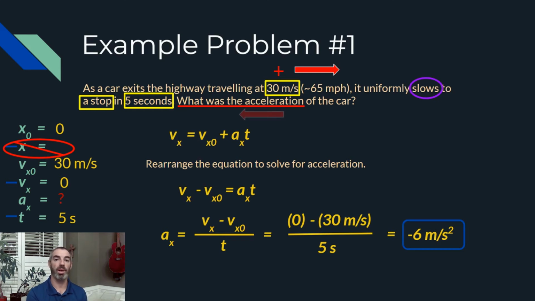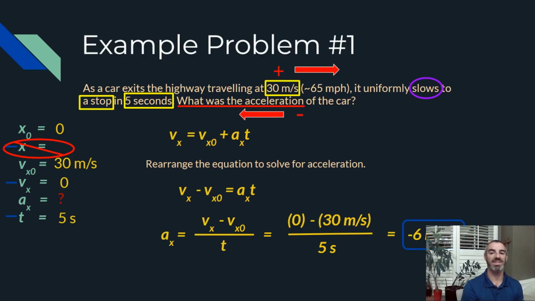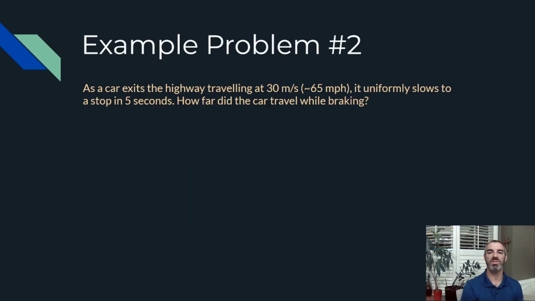So it should be to the left and negative, which is exactly what we have. So let's look at a second example problem. We're going to use the same problem, we're just going to switch the question up. How far did the car travel while braking?